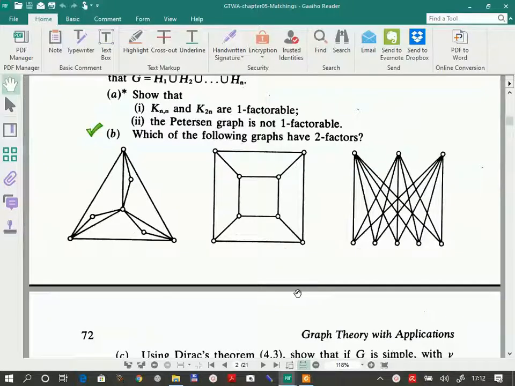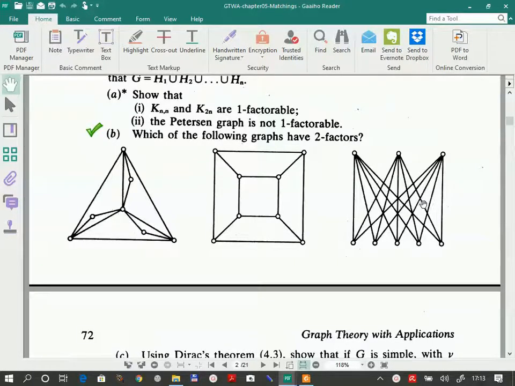Has anybody tried with this? Understanding whether this has or does not have a 2-factor? It has 2 factors. Actually, the upper vertices do not have any edges with each other, and also the lower vertices do not have any edges with each other, but they have edges between the two groups. Okay, that's a bipartite graph.